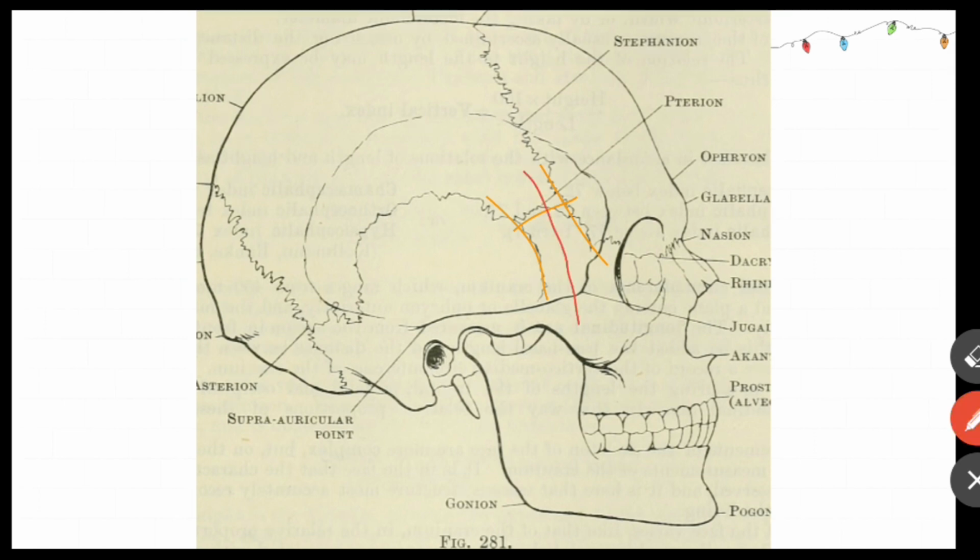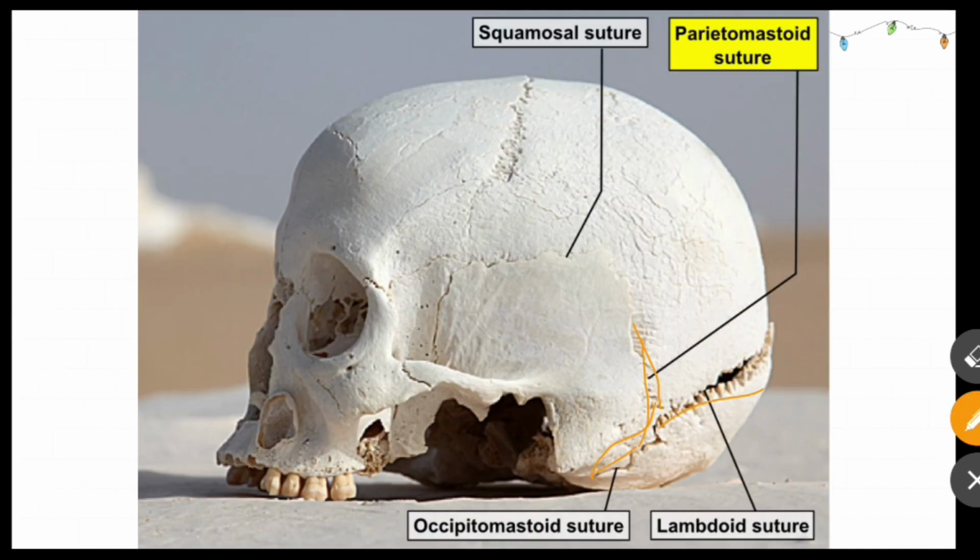Next point is your asterion. Asterion is the meeting point of your parietomastoid, occipitomastoid, and lambdoid suture. Asterion, joining of the parietomastoid, occipitomastoid, and the lambdoid suture.